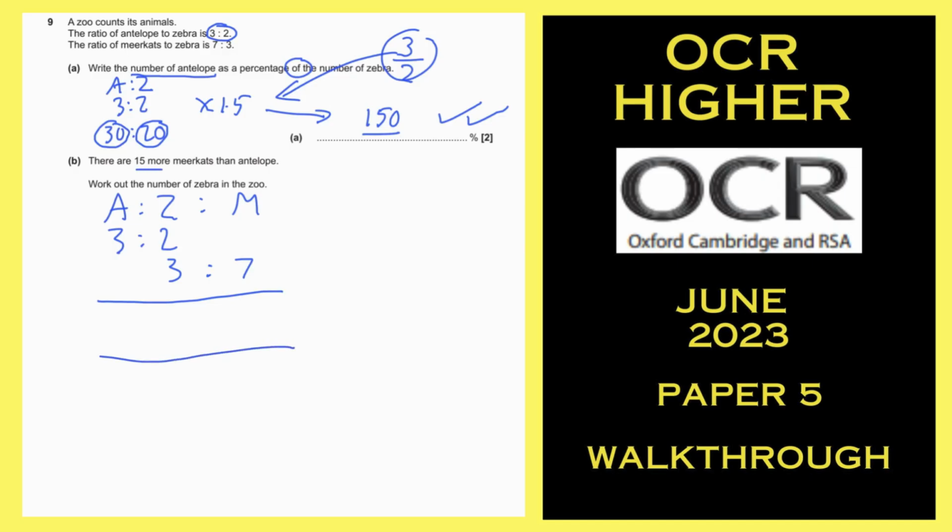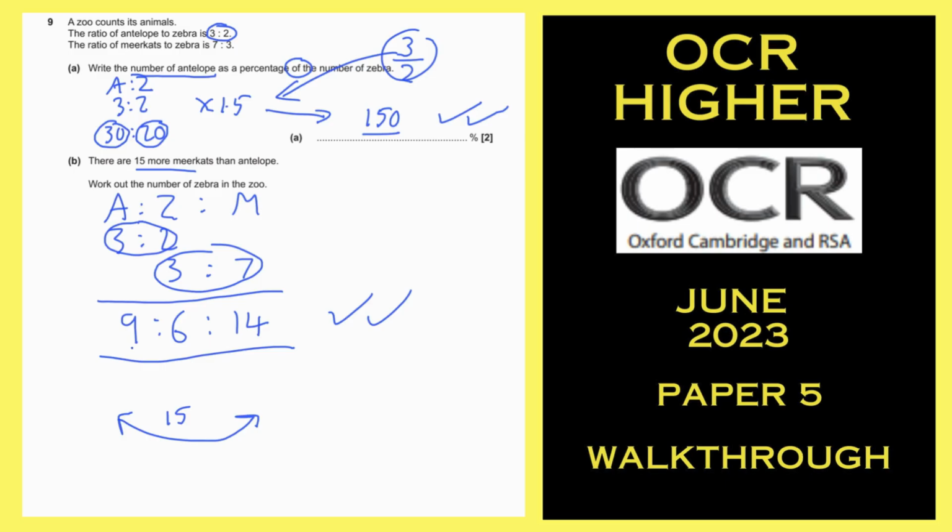Part B, there are 15 more meerkats than antelope. We are wanting there to be a difference of 15. But before we worry about that, let's make these in a comparable form. We need zebras, they're the connection, meet in the middle with a value of 6. So for 3 to 2, we need to treble both. For 3 to 7, we need to double both. But now we have indeed got our connected ratios.